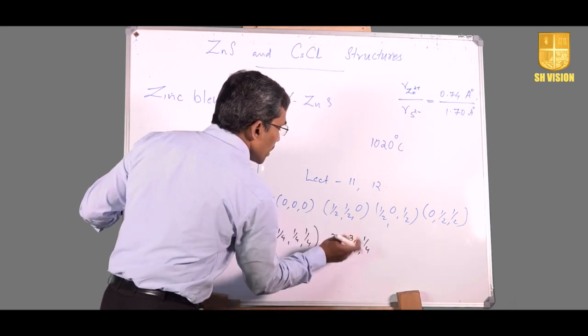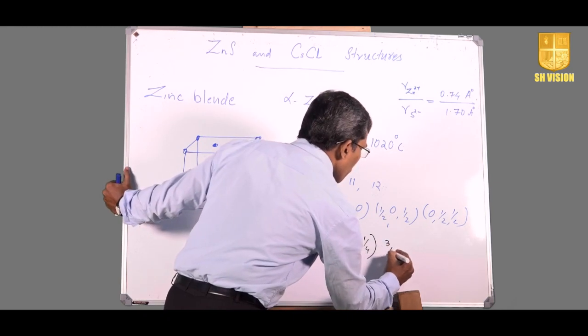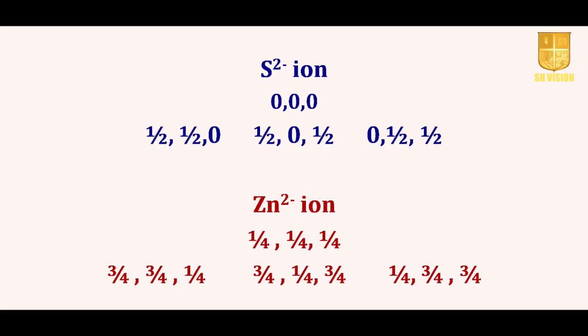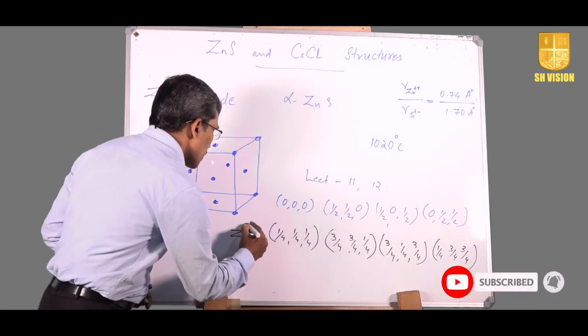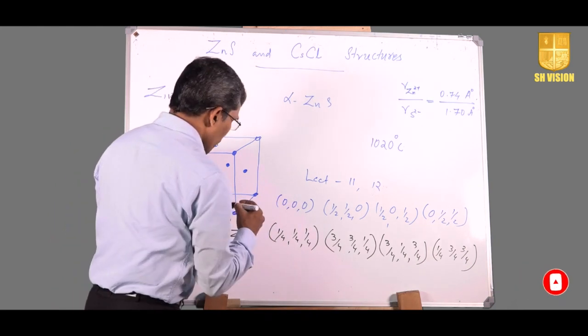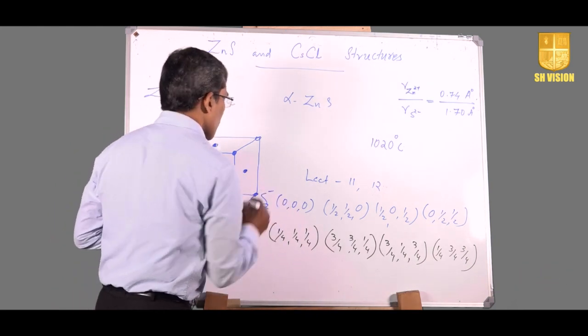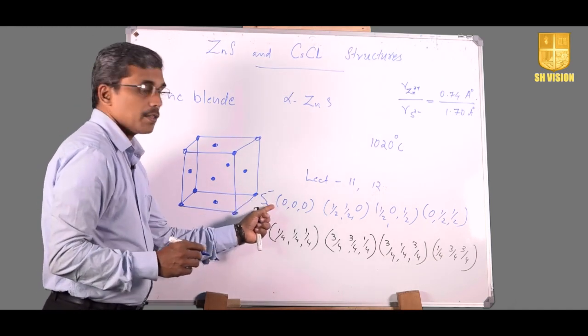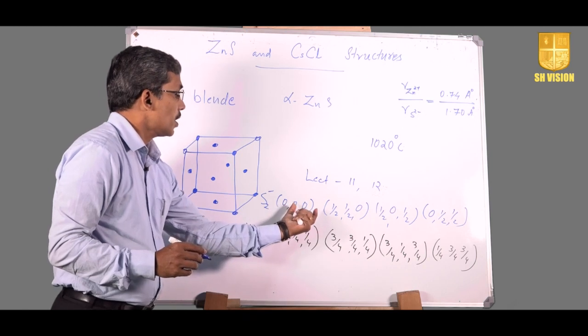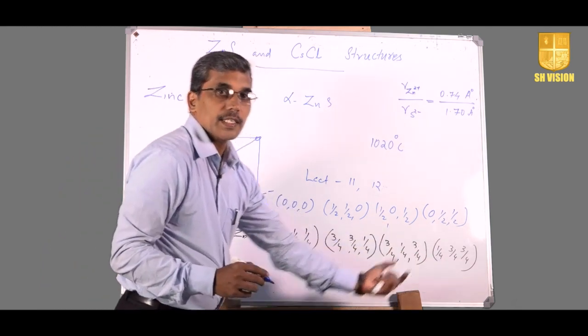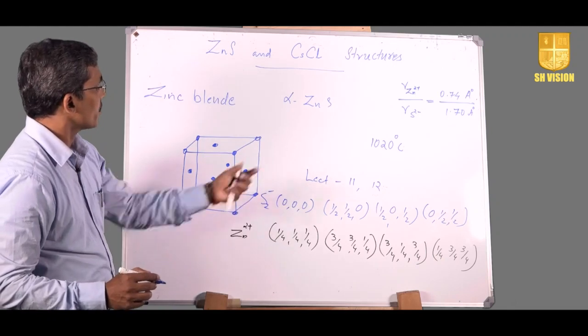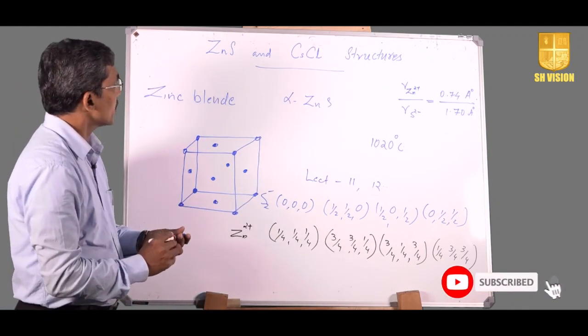We are just comparing the same pattern. Then this will be 3/4, 1/4, 3/4, and the third one will be 1/4, 3/4, 3/4. So these are the coordinates of zinc ion, zinc 2 plus, and these are the coordinates of sulfide ions. Or we can say that for sulfide ions, the lattice positions can be represented as 0, 0, 0 plus face centering translation, and the zinc ion 1/4, 1/4, 1/4 plus face centering translation. That is how we get the coordinates of sulfide and zinc ions in zinc blende crystal structure.